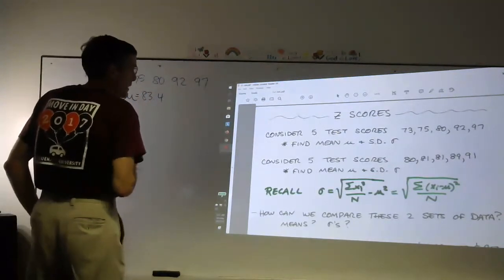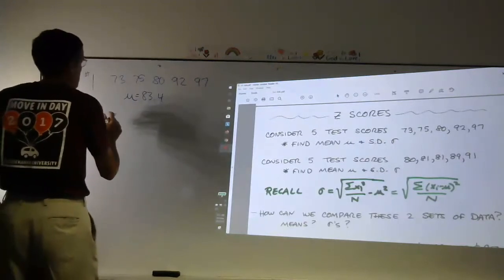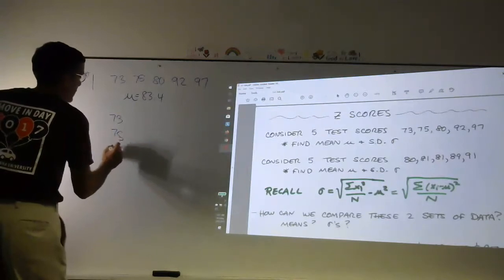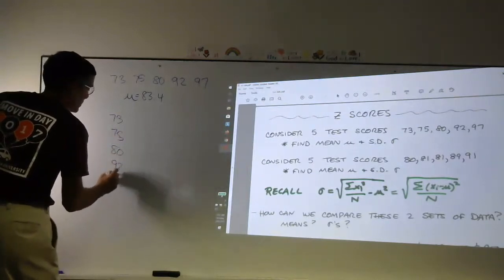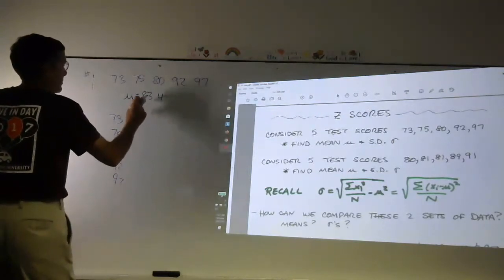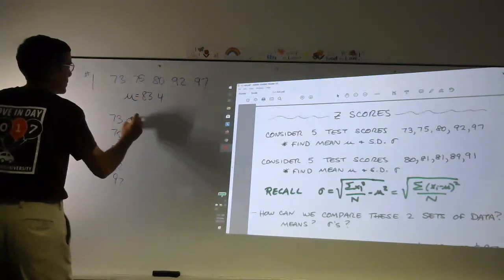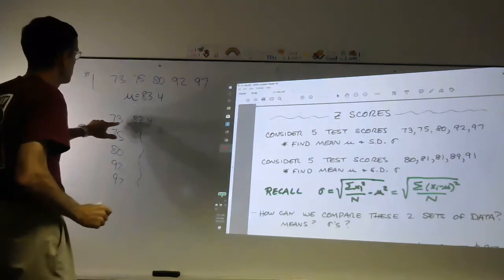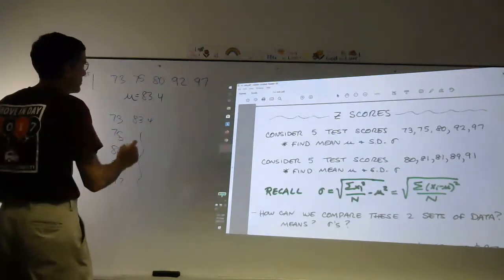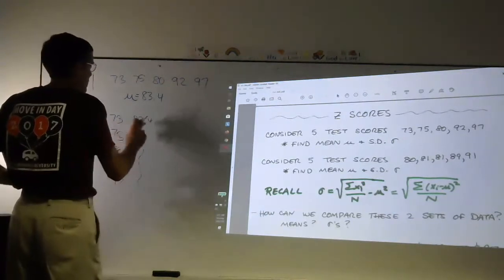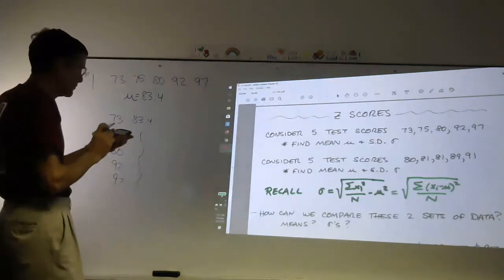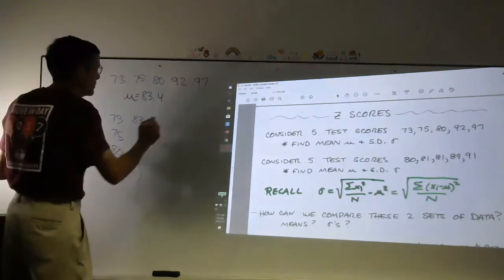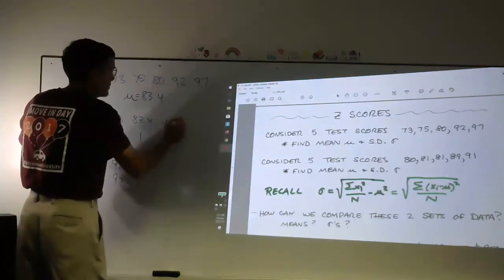Now, standard deviation. All right, standard deviation, we're going to do 73, 75, 80, 92, 97. The mean is 83.4 the whole way down in your chart. So the distance between these two would be 10.4, and we need to square that. So 10.4 squared is 108.16.